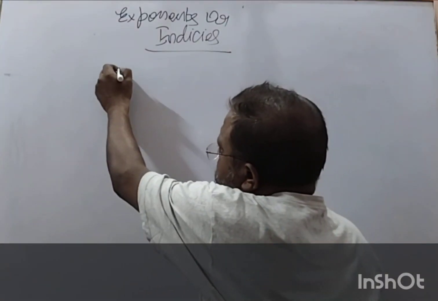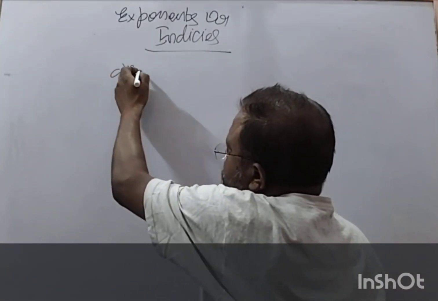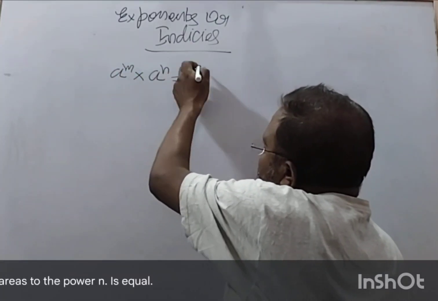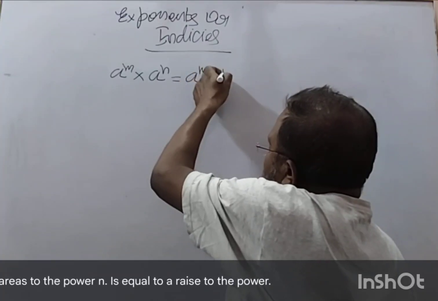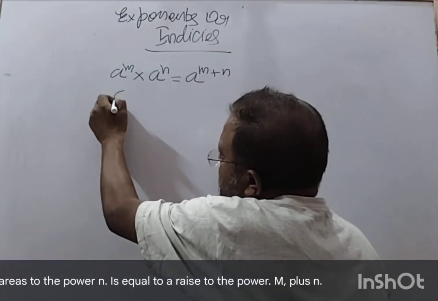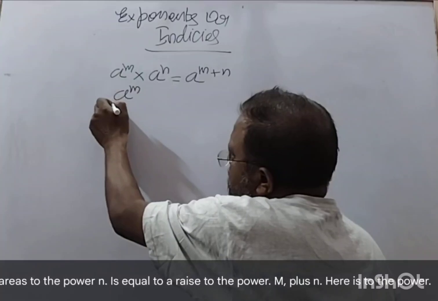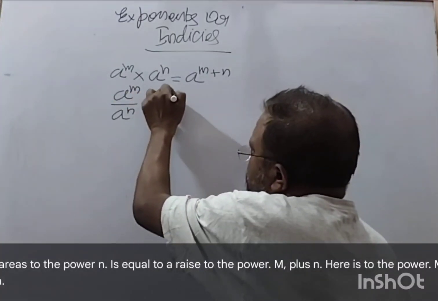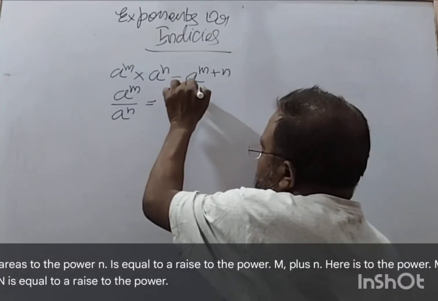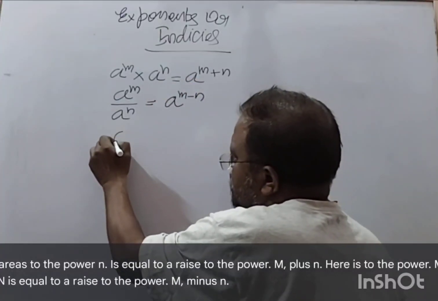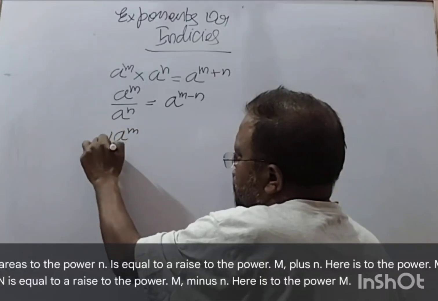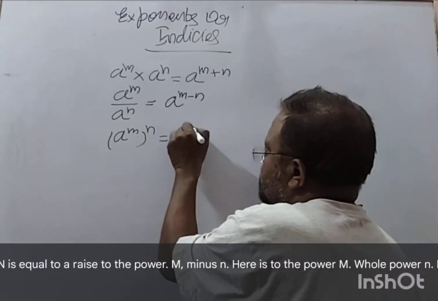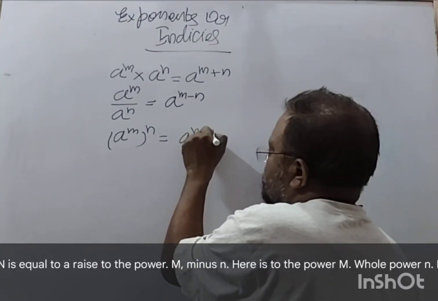A raised to the power m into a raised to the power n is equal to a raised to the power m plus n. A raised to the power m upon a raised to the power n is equal to a raised to the power m minus n. A raised to the power m whole power n is equal to a raised to the power mn, right?